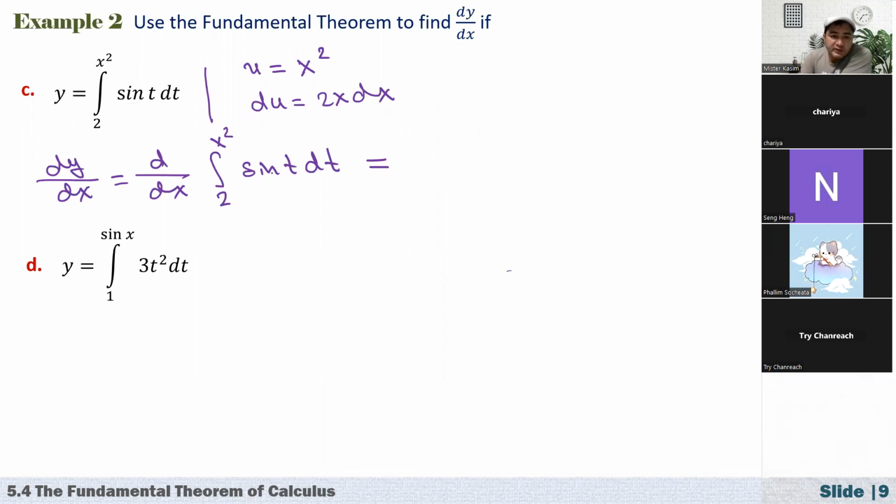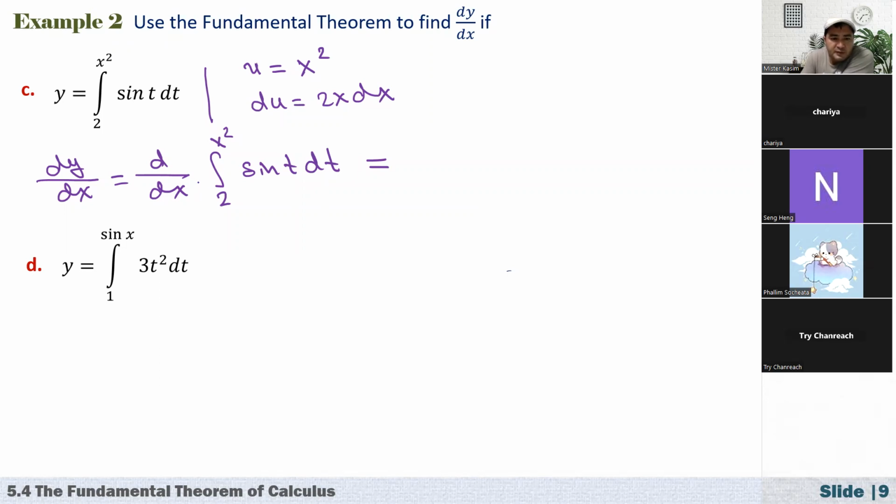Okay. So now, if we have u here, what do we have here? At the time, we need to have sine of u here, right? But if it is sine of u here, let me just write dx and I change this into du.